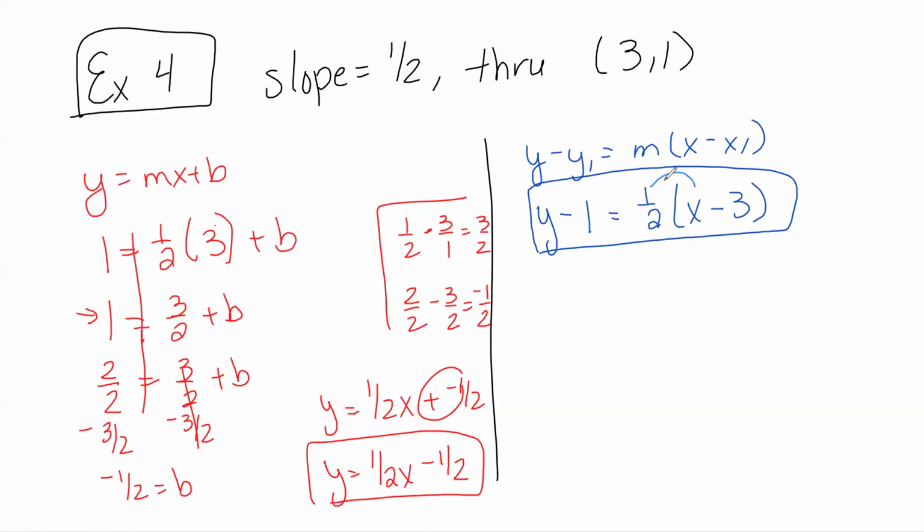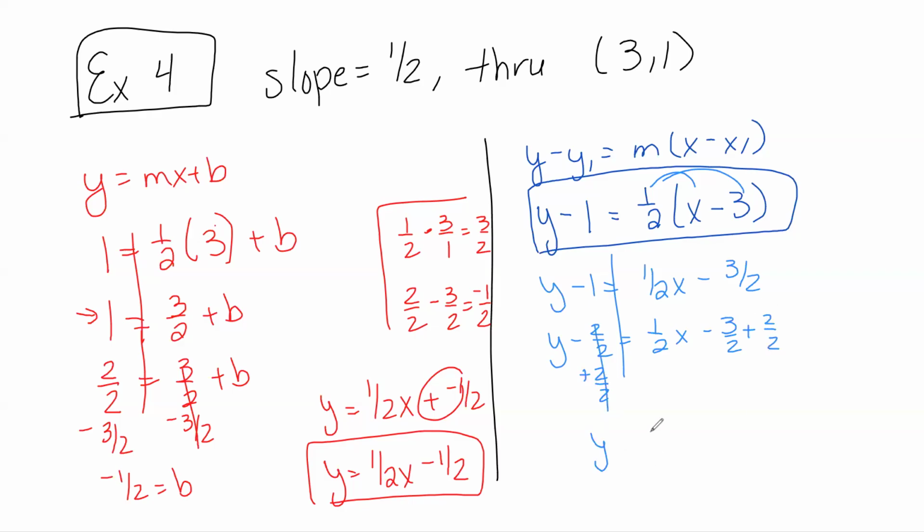So I'm going to distribute and get 1/2 x minus 3/2. I'm going to change this 1 into 2/2. That way everything has a common denominator. I'm going to add 2/2, giving me an answer of 1/2 x. -3 plus 2 would be -1/2. There. And again, same thing.